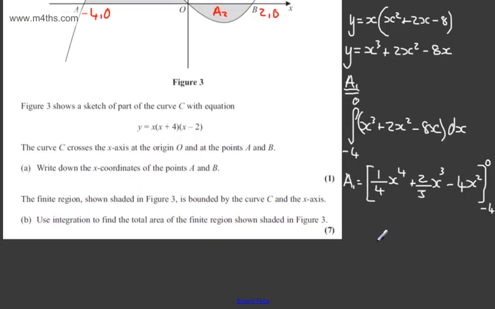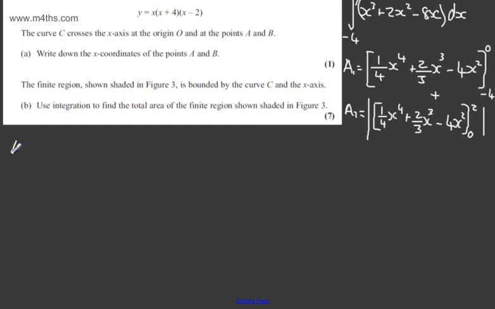We can then say that now A2, and just writing it down here, will be the modulus of, and we're integrating, we've got 1/4 x to the 4th plus 2/3 x cubed minus 4x squared, and we're interested in this from 0 to 2. So all I'm going to do is add these two together. So let's go ahead and evaluate and then add them up. So area number 1 will have now 0 plus 0 plus 0, and then we need to subtract away.